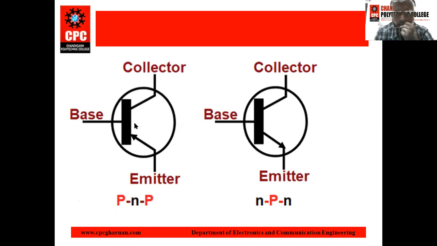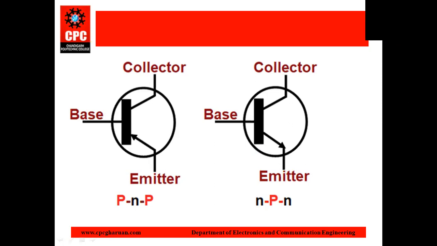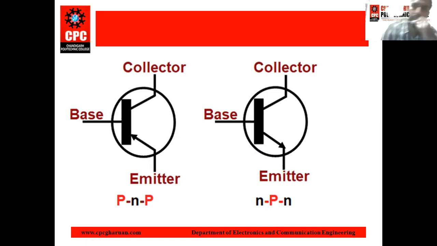There are two symbols, named PNP and NPN. In a PNP transistor, the collector and emitter terminals are P-type semiconductor and the base is N-type semiconductor. In an NPN transistor, the collector and emitter are N-type semiconductor and the base is P-type semiconductor. Students, it is most important that you understand the internal circuit of transistors. In the internal circuit, the emitter is heavily doped, the base is lightly doped, and the collector is mediumly doped. As for width, the collector has the maximum width, the emitter has medium width, and the base has low width.